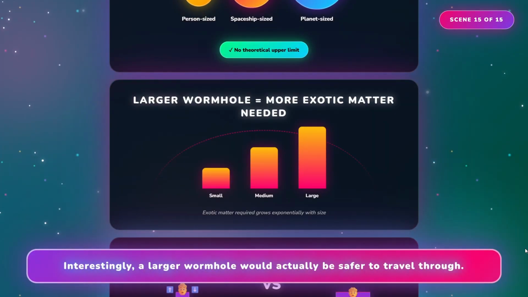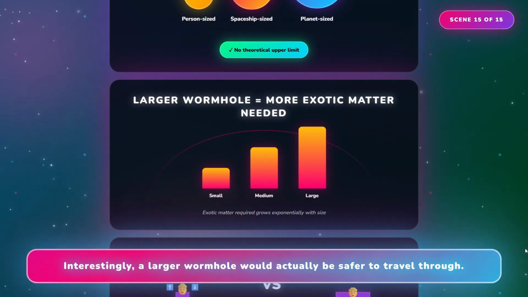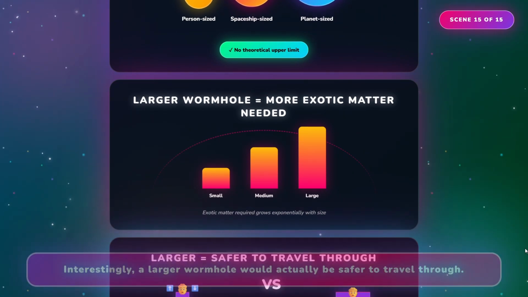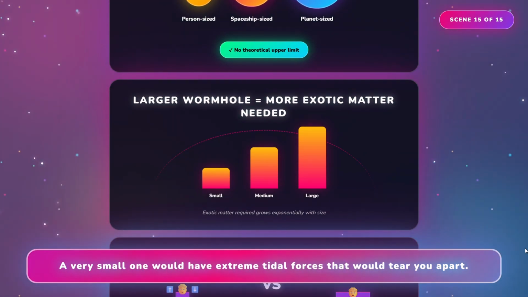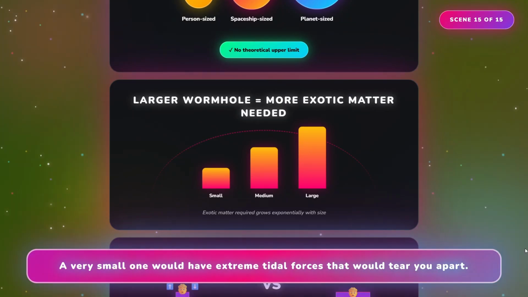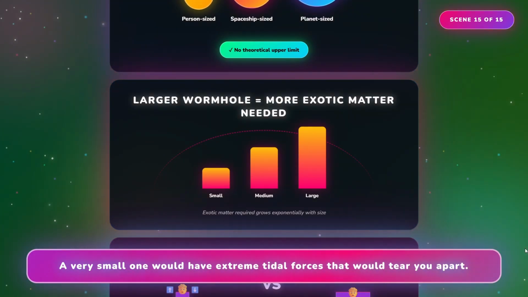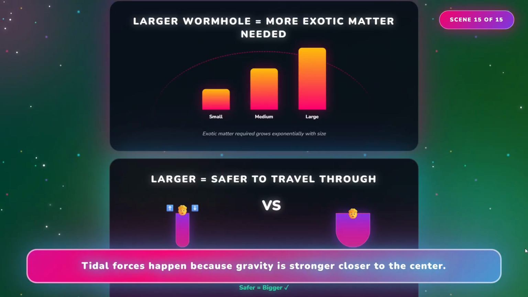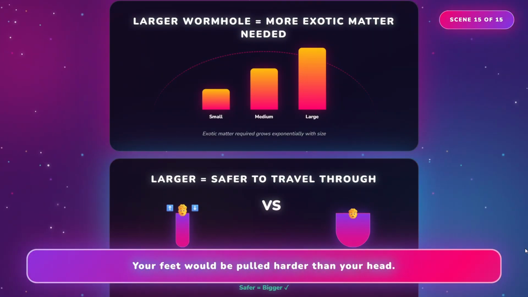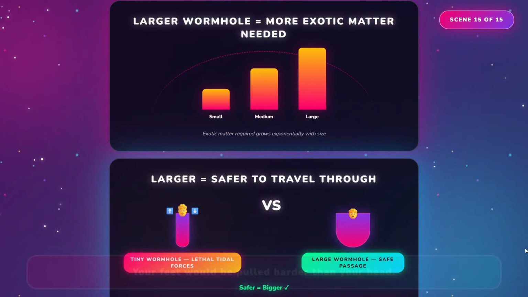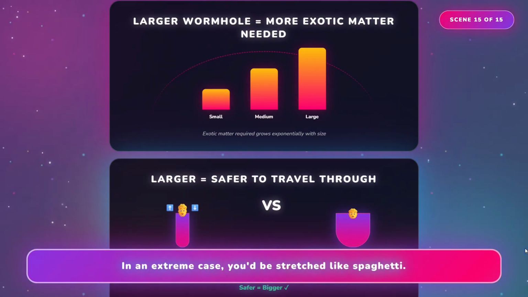Interestingly, a larger wormhole would actually be safer to travel through. A very small one would have extreme tidal forces that would tear you apart. Tidal forces happen because gravity is stronger closer to the center. Your feet would be pulled harder than your head. In an extreme case, you'd be stretched like spaghetti.